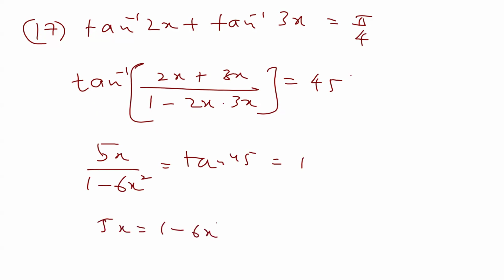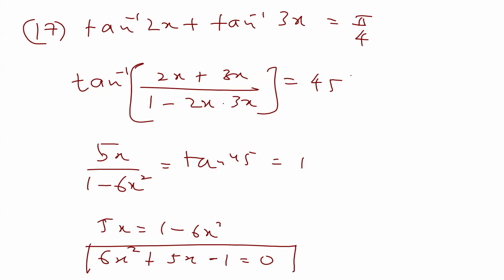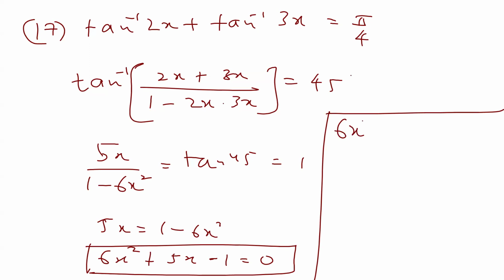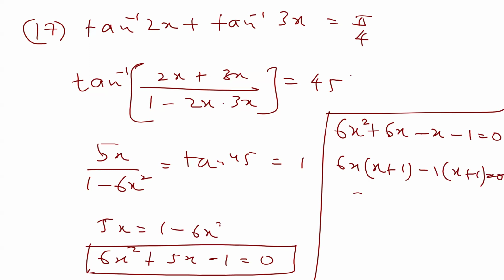So 5x is equal to 1 minus 6x square. So 6x square plus 5x minus 1 is equal to 0. Okay, so we are going to factorize this. 6x square plus 6x minus x minus 1 is equal to 0. 6x into x plus 1 minus 1 into x plus 1 is equal to 0. So (6x minus 1)(x plus 1) is equal to 0. So x is equal to 1 by 6 or x is equal to minus 1.